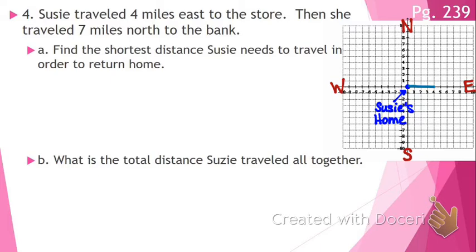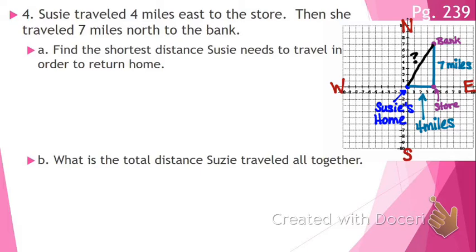And then she traveled 7 miles north to the bank. All right, so I have labeled the store and the bank. 4 miles east, 7 miles north. Find the shortest distance that Susie needs to travel in order to return home. Well, the shortest distance between any 2 points is a straight line. So from the bank straight to home, this is the distance that we want to find. Right here. What is this? Notice it made a triangle on my graph over there.